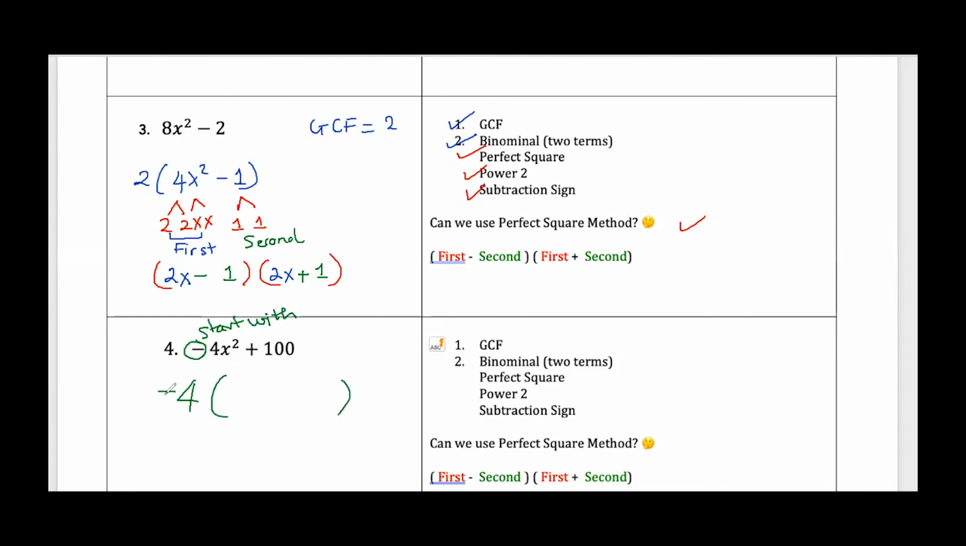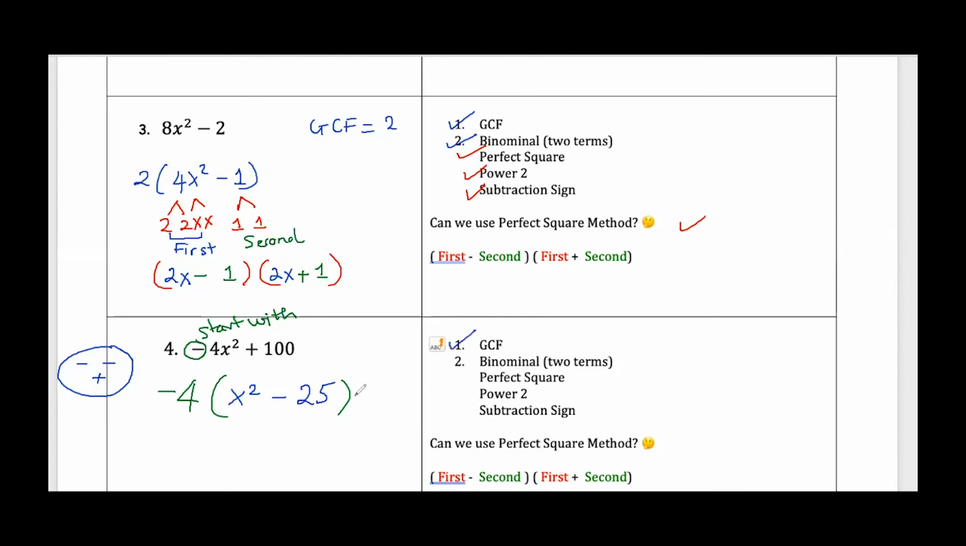Negative 4 divided by negative 4 is gone. It's going to leave me with x squared. So that's going to be x squared plus 100 divided by negative 4. A positive divided by a negative is going to give you a negative, so negative 25. Okay. Oh, wow. So that's it for the GCF.